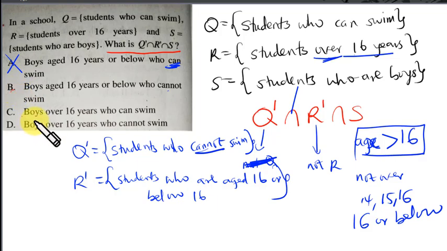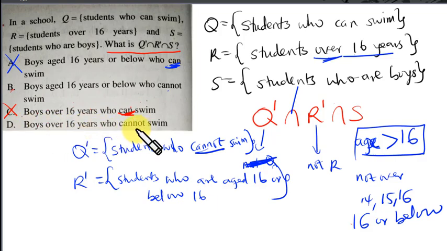Let's go to C. Boys, we see can swim here, so this is incorrect. And we are also told boys over 16 years, but here we are not dealing with R, which is over 16. We are dealing with R complement, which is 16 or below. So these two statements are incorrect, and option C is incorrect.